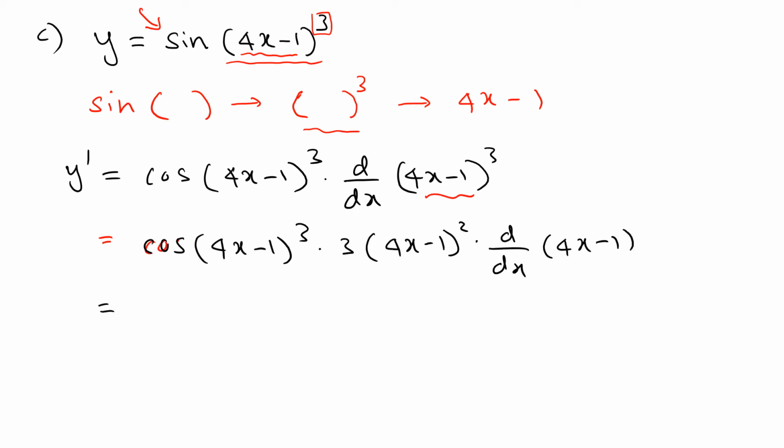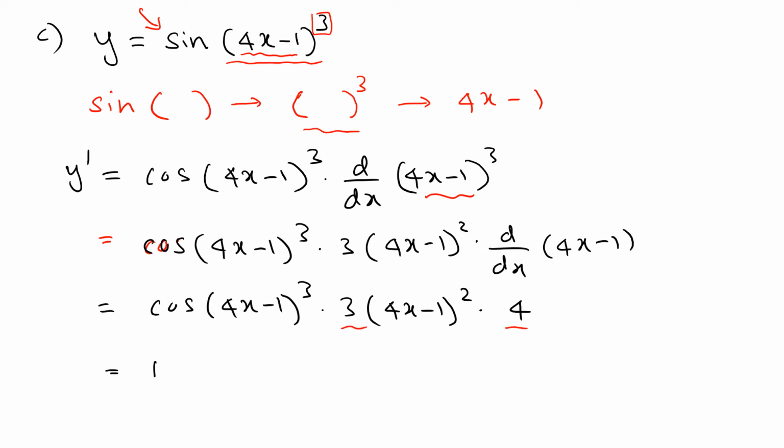So that means we write all of them. You're going to have cosine of (4x minus 1) cubed, and then we have 3 (4x minus 1) squared, and then we have 4 here. So for the final answer, you're going to get 4 times 3, which is 12, and this time I'm going to write the x term first. So we have 12 (4x minus 1) squared, and then cosine of (4x minus 1) to the cube. So that is the final answer.